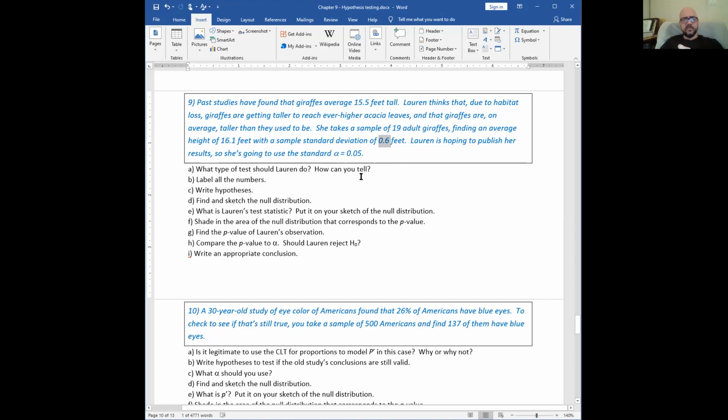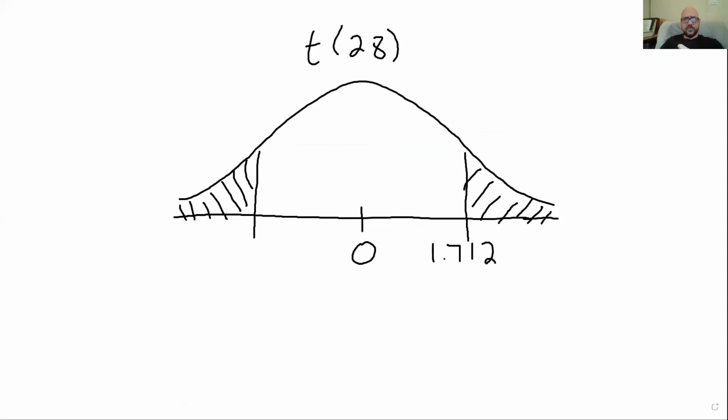I'm not going to write all those down just for space on the screen, but I will write my hypotheses down. Let's clear all this. So Lauren's hypotheses look something like this. The null hypothesis is that mu, average population giraffe height, is 15.5 feet, right? Because that's the generally agreed upon number.